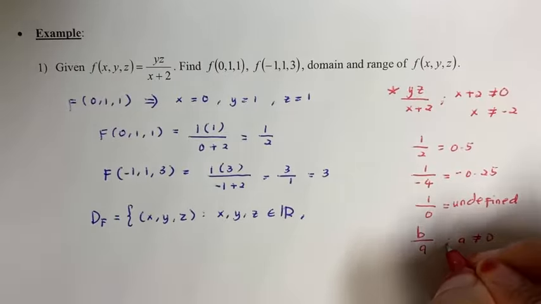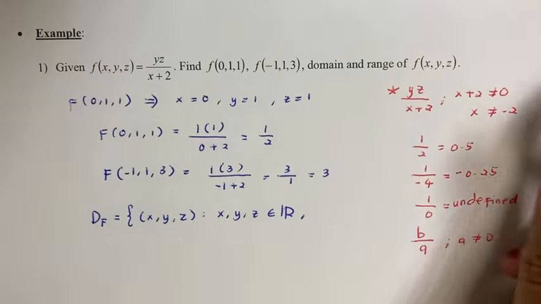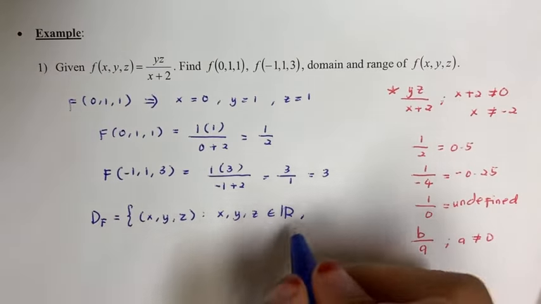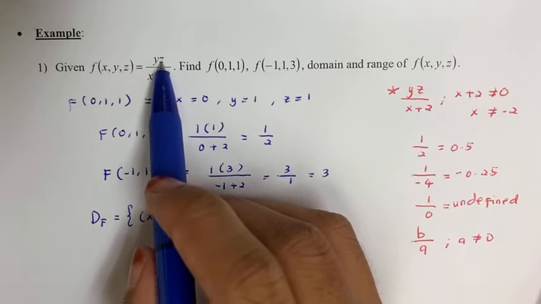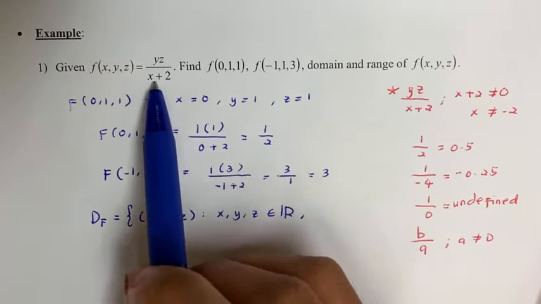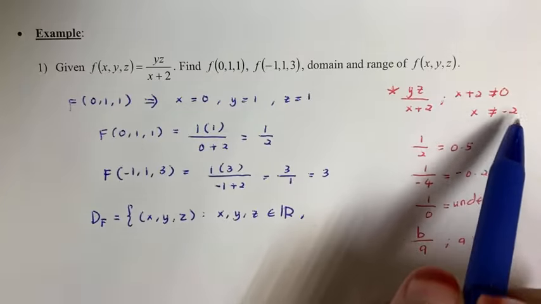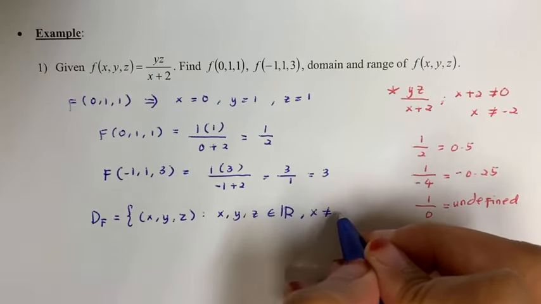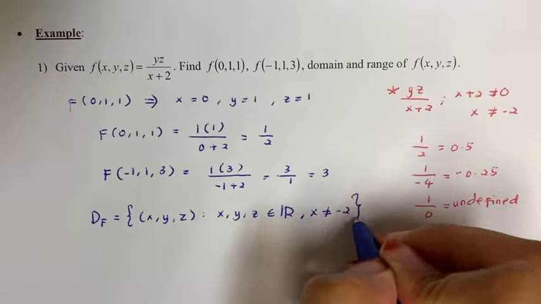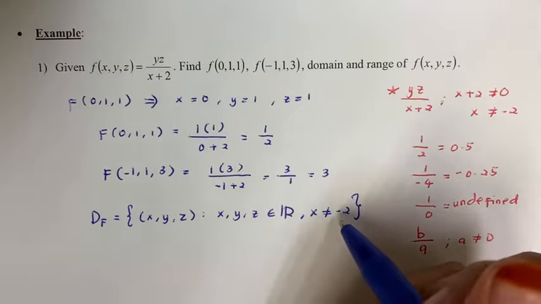So for this one, you need to put the restriction here. Why? z can be any real number, but x plus 2 cannot be equal to 0. So x cannot be equal to negative 2. Okay, so this is your domain.